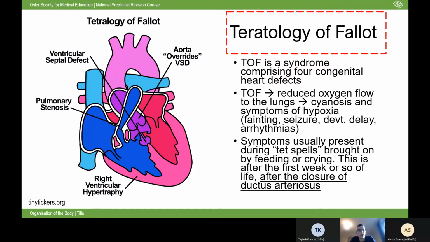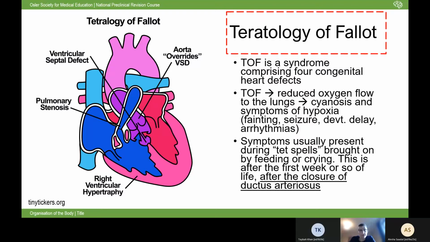The aorta overrides that defect in the ventricular septum, so you get blood mixing at all times from both sides of the heart, made possible through that defect in the ventricular septum. And you also get right ventricular hypertrophy, spelt very funnily in this diagram, but that is due to the increased amount of work that the right ventricle has to do to overcome that pulmonary stenosis.